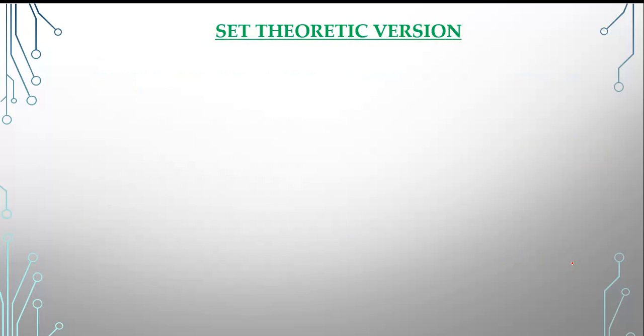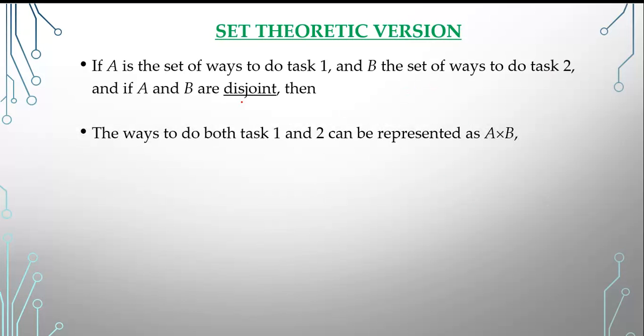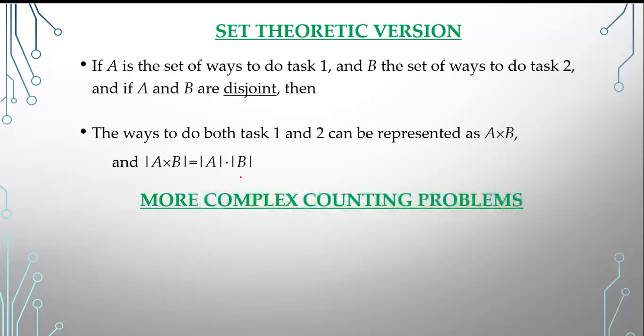Clear? Now, in set form, A is the set of ways to do task 1, B is the set of ways to do task 2, and A and B are disjoint. Then doing both tasks, task 1 and task 2, is represented by A cross B. So the number of A cross B is equal to the number of A multiplied by the number of B. So we can solve our problems by combining the product rule and the sum rule.